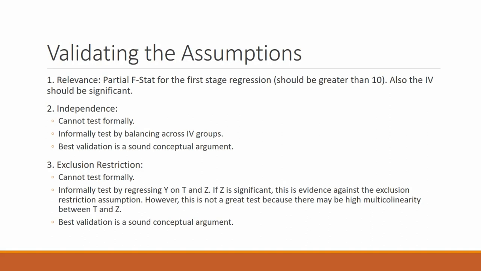It certainly would be bad news if Z was significant in such a regression, because that would mean that Z has some statistically significant relationship with Y, even when controlling for T. So that would not be good. But it's not a great test. Again, the best validation is a sound conceptual argument. You need to be able to make a sound conceptual intuitive argument for why the instrumental variable satisfies the exclusion restriction. Now, when we have more than one instrumental variable, there are some formal statistical tests that we can use, but I'm not going to consider them here.